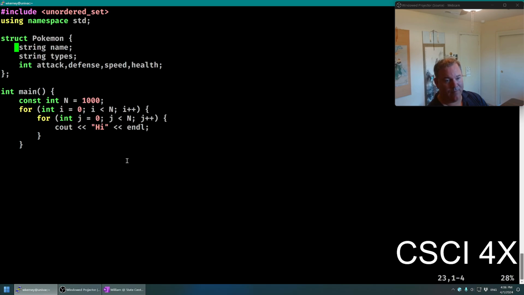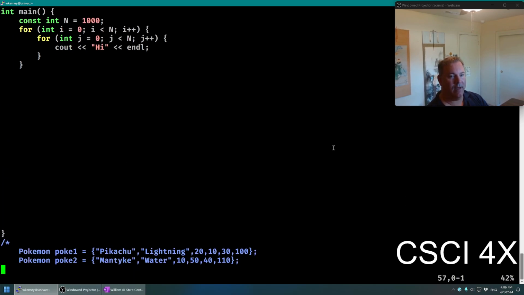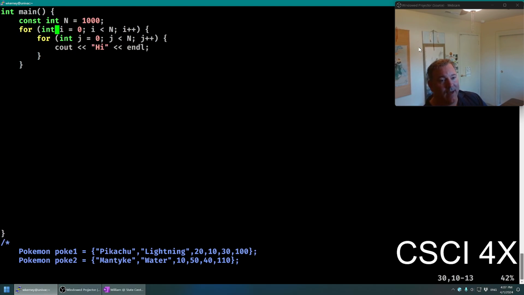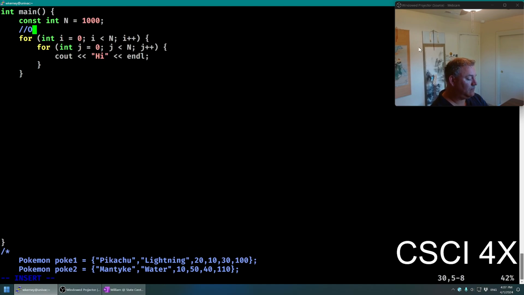So, how many times is it going to print hi to the screen? 1 million, right? For every count of i, when i is 0, j goes from 0 to 999. j does 1,000 couts of i. And then i goes to 1. And then we do 1,000 couts of i. And then i goes to 2. We do 1,000 couts of i. So 1,000 times it does 1,000 work for a million. So this is an order n squared algorithm.